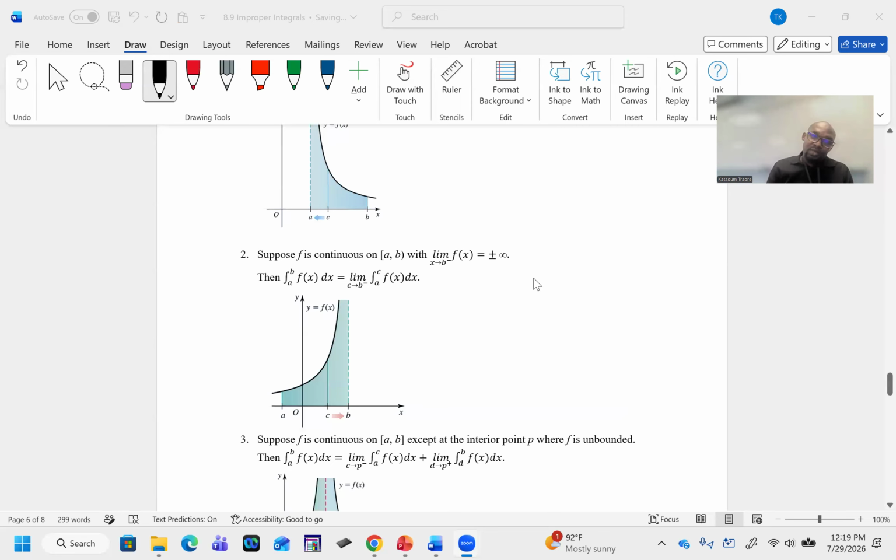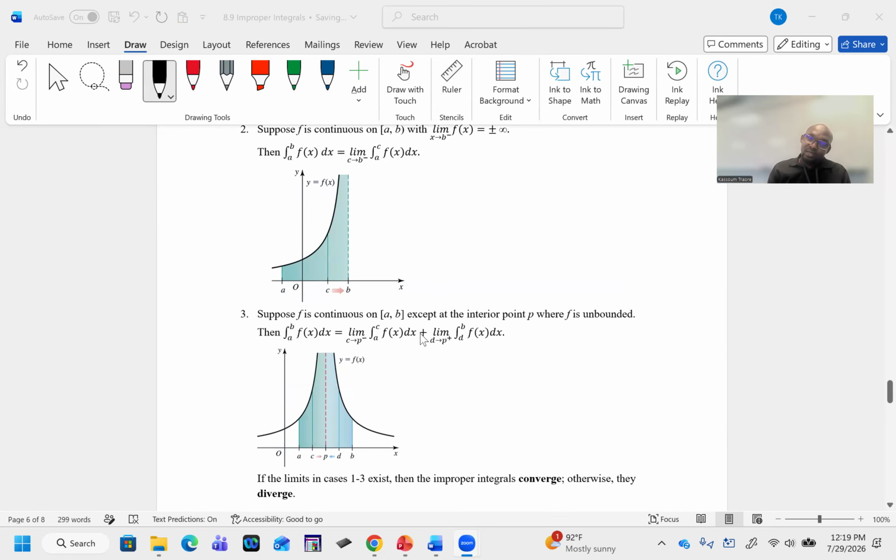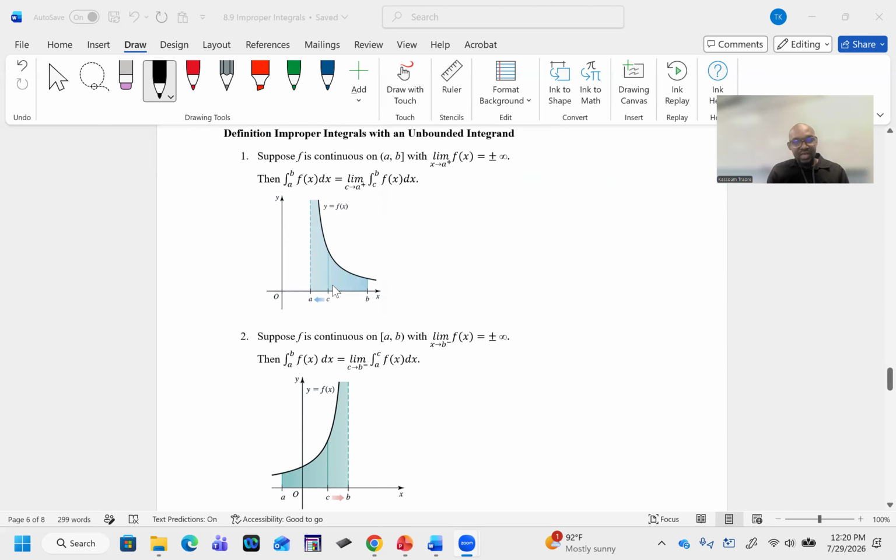And then 3, suppose f is continuous on the closed interval a to b, except at the interior point p, where f is unbounded. Then the integral of f of x dx from a to b should be equal to the limit as c approaches p from the left of the integral from a to c of f of x dx, plus the limit as d approaches p from the right of the integral from d to b of f of x dx. So you see we have graphs for both cases.